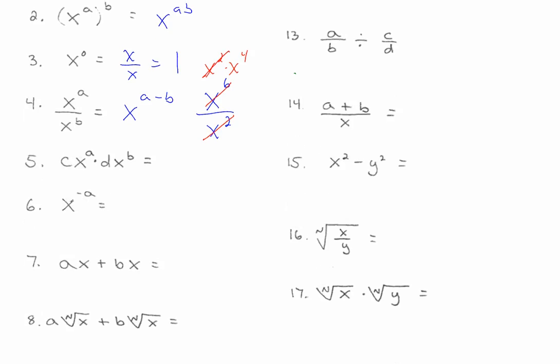Kirsten, what do you have for 5? I have CD, x to the a plus b. All right, the C and the D represent numbers in front of our base to the exponent. So they get multiplied, C times the D, and then x to the a plus b. So that's a more complicated form of rule number 1.